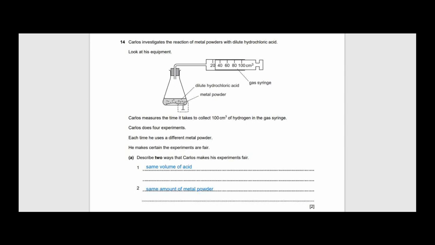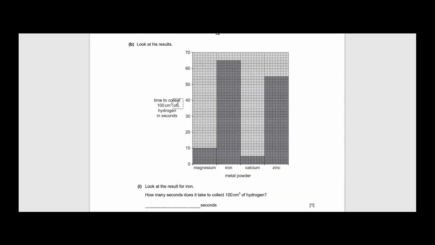Let's move on. Next, look at his results. Time to collect 100 cubic centimeters of hydrogen in seconds here. Now magnesium, iron, calcium, zinc. Now there's the bar graph here. Look at the result for iron here. How many seconds does it take to collect 100 cubic centimeters of hydrogen? How many seconds? 10, 9, 8, 7, 6, 5, 4, 3, 2, 1.